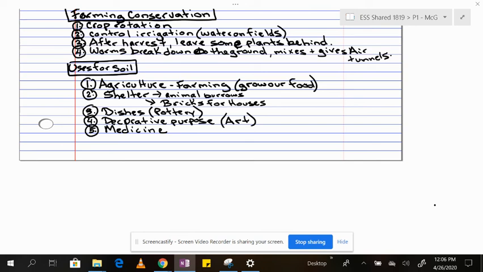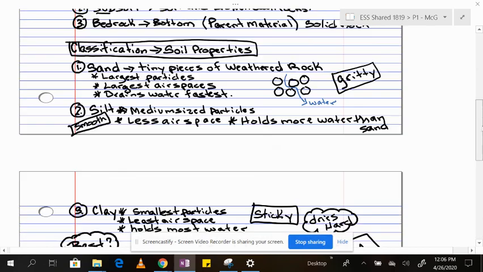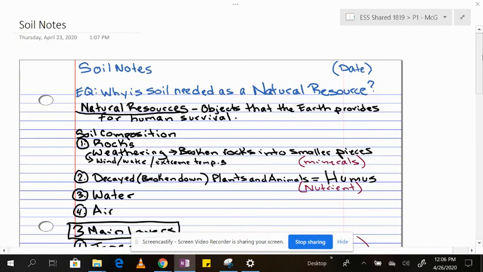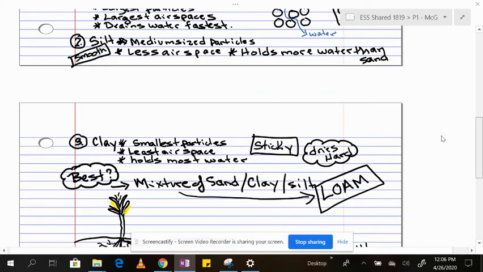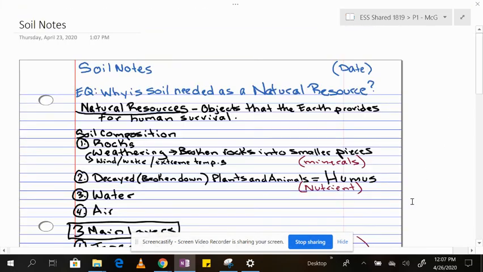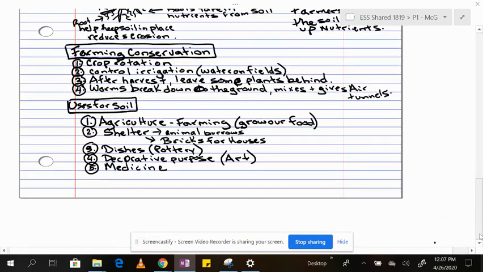All right, so that's it for our notes. Think again about that essential question. One of the essential questions that we want you to be thinking about is, why is soil needed as a natural resource? Hopefully now you have enough information where you'd be able to answer that, and also enough information that you need to know about this very precious, essential resource in our lives that we need to survive.